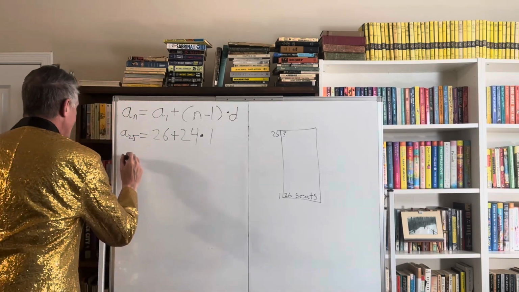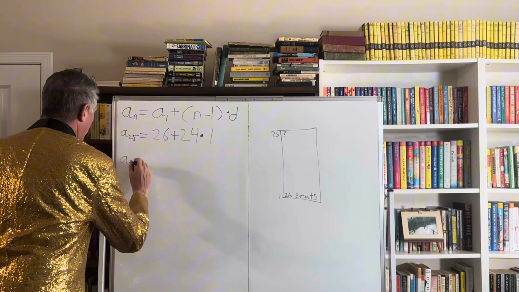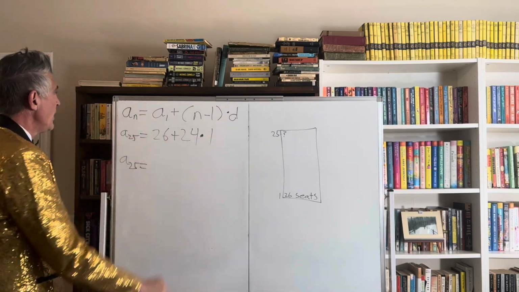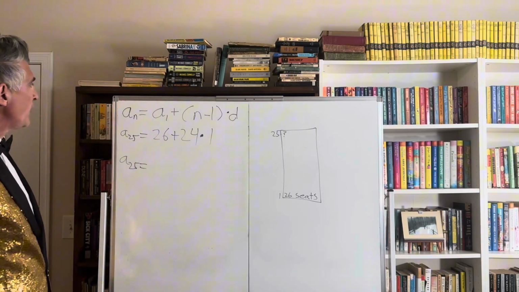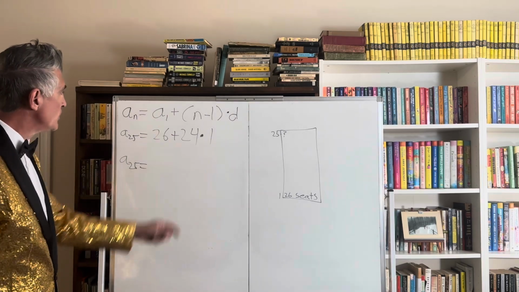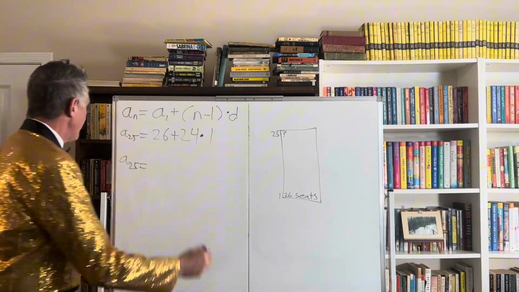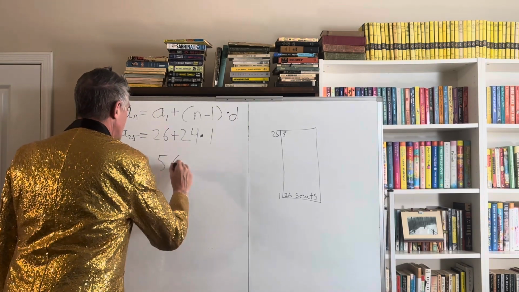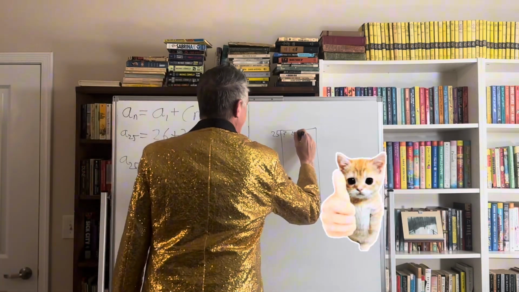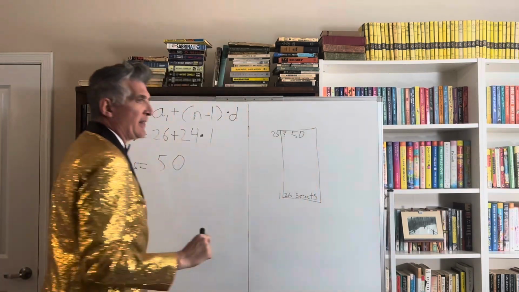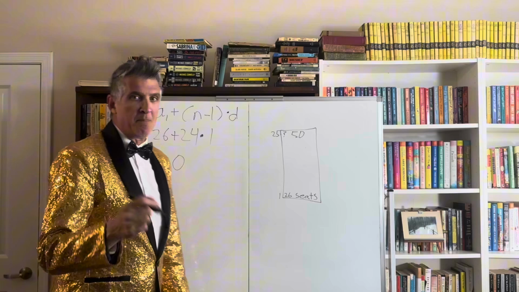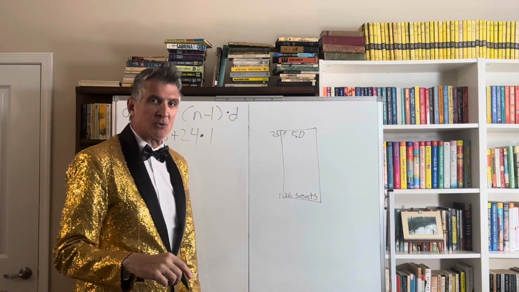I'm going to bring down our a sub 25 because that is going to be equal to this right here. Well, what is 26 plus 24? 50, and 50 times 1 gives us, right, 50. So we have 50 seats in the last row. That may or may not be enough to invite our friends, right?